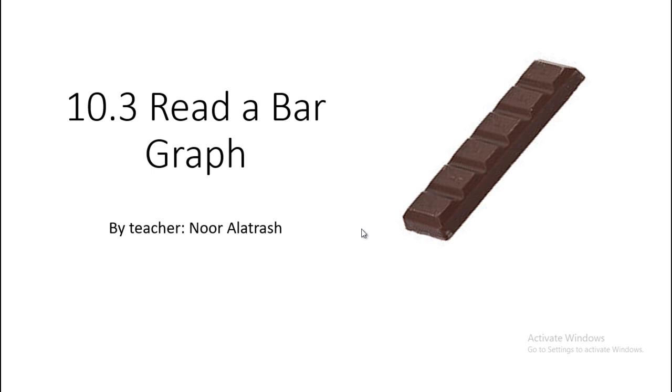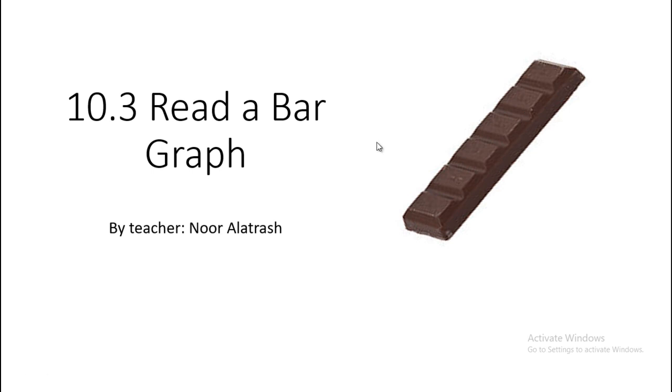And this picture is a chocolate bar. Why did the teacher put a chocolate bar picture in this page? Because we want to understand what's the meaning of the word bar. It's like a bar of chocolate. It's like a tall line. It's divided into equal pieces.